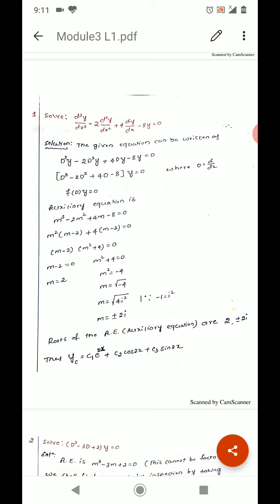Here 2 is a real and distinct root and plus or minus 2i is a complex root. Therefore the complementary function becomes, for first root 2 we have c1 e power 2x, for second root plus or minus 2i, here value of p is 0 and value of q is 2. Therefore that will become c2 cos 2x plus c3 sin 2x. So the complementary function is c1 e power 2x plus c2 cos 2x plus c3 sin 2x.